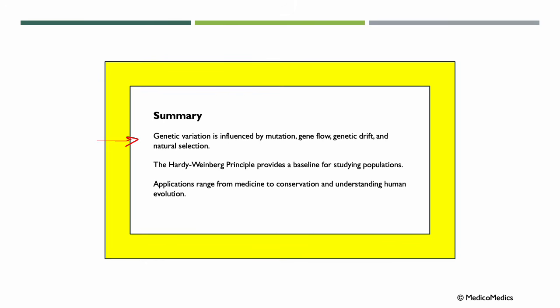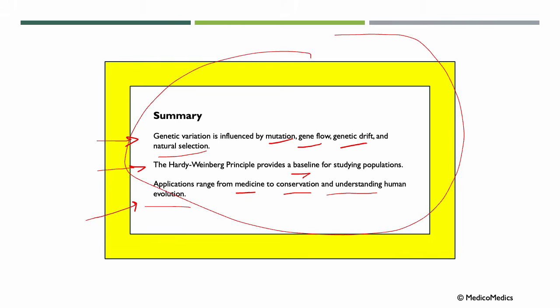In summary then, genetic variation is influenced by mutation, gene flow, genetic drift, and natural selection. The Hardy-Weinberg principle provides a baseline for studying populations, and applications range from medicine to conservation and understanding human evolution. So, all in all, population genetics looks at how genes change in groups over time, helping us understand diseases, evolution, and even how to save endangered species.